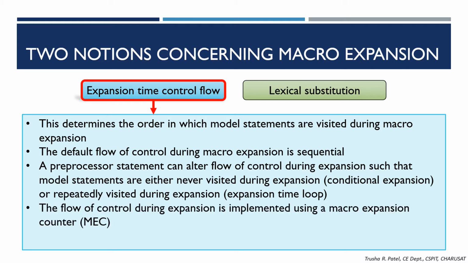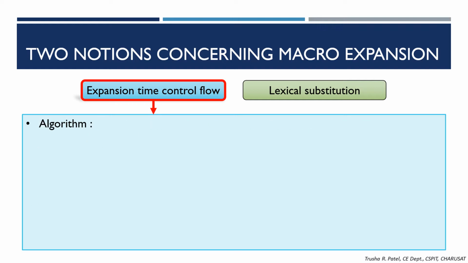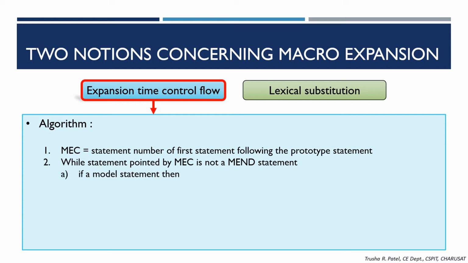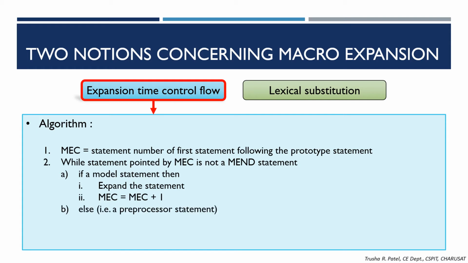The flow of control during expansion is implemented using a macro expansion counter, that is MEC. Have a look at the algorithm. MEC is initialized with the statement number of the first statement following the prototype statement. While the statement pointed to by MEC is not a macro end statement, it will check whether that statement is a model statement. If yes, it expands this statement and MEC is incremented by 1.